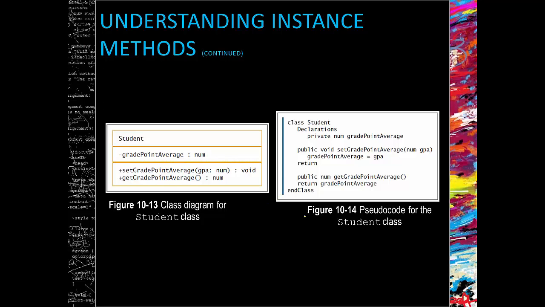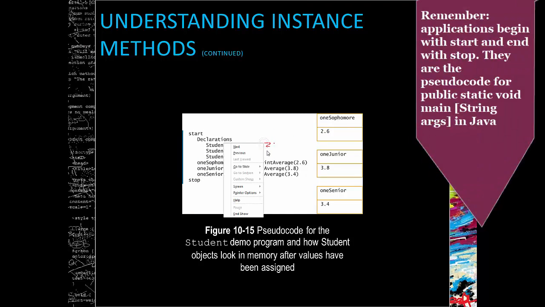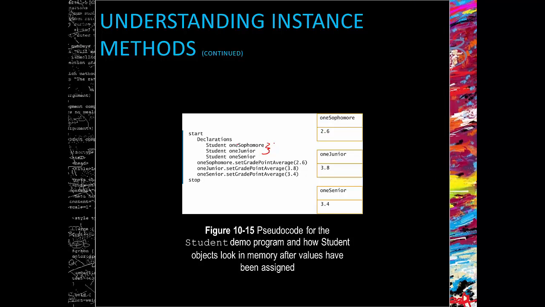If we have a look at 10.14 here, this shows the pseudocode for the student class. This class has become the model for a new data type called Student. How will we use this class? We will use it in an application. So here we are creating our objects, and these are one sophomore, one junior, one senior. So this will be first year, second year, third year students at Varsity College, for instance.